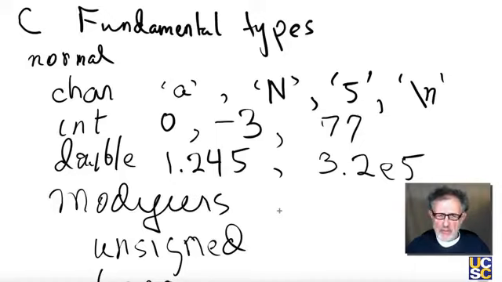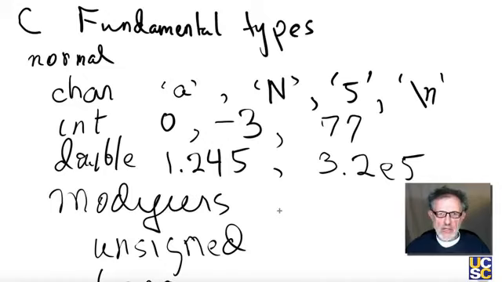The integers are pretty much what you're used to since grade school. They're numbers like 0 or -3 or +77. And then finally there are doubles. These are more like the scientific notation. And there you get numbers like 1.245 or 3.2 with an E, which designates that something is an exponent. The exponent is a power of 10, so it's 10 to the 5th. So that's going to be 320,000.